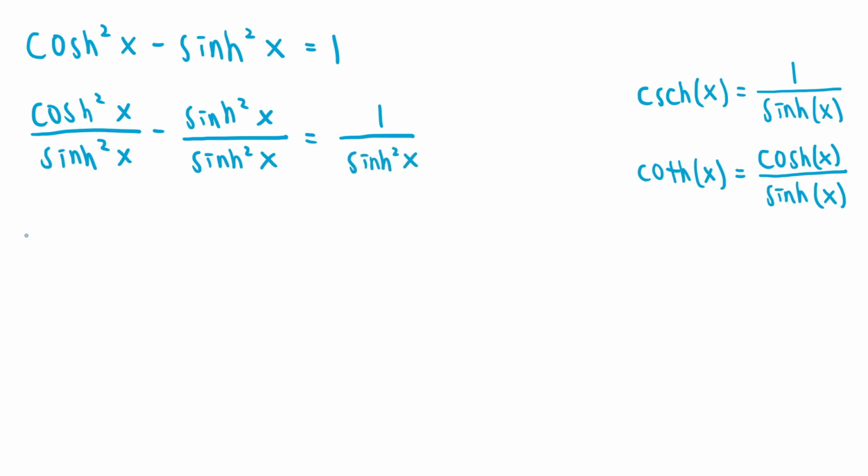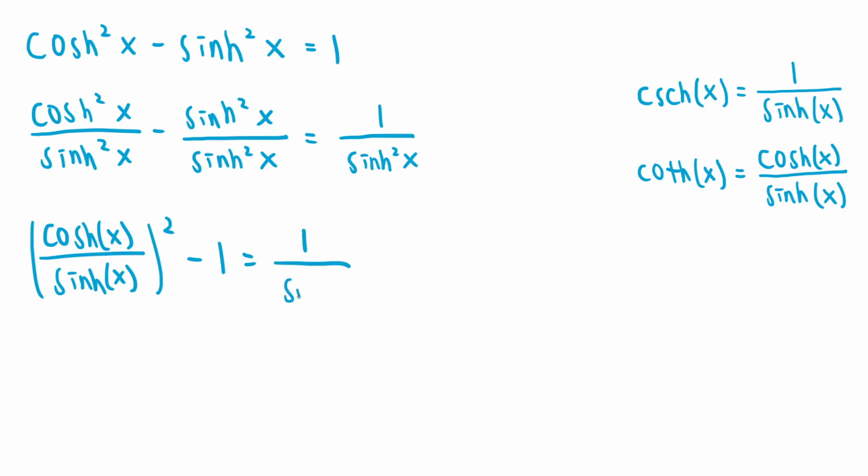Cosh squared of x over sinh squared of x can be rewritten as cosh of x over sinh of x all squared, and sinh squared of x over sinh squared of x is just equal to 1. So the left-hand side is just cosh of x over sinh of x all squared minus 1. And 1 over sinh squared of x on the right-hand side can be rewritten as 1 over sinh of x all squared. Notice how cosh of x over sinh of x is the definition of coth of x. So cosh of x over sinh of x all squared can be rewritten as coth of x all squared, or coth squared of x. And the minus 1 stays the same.